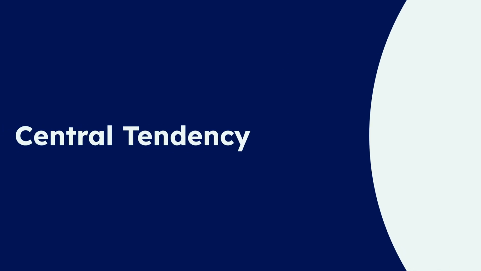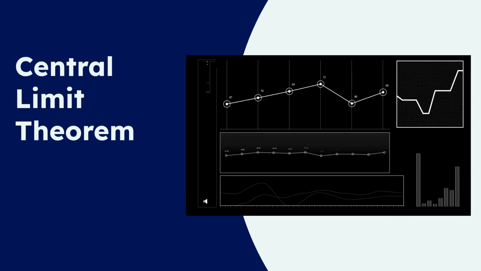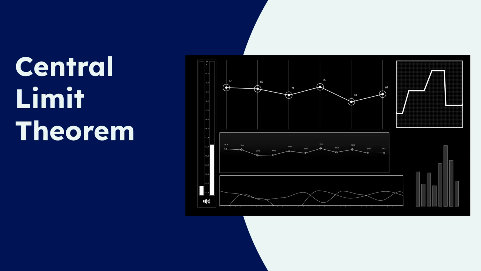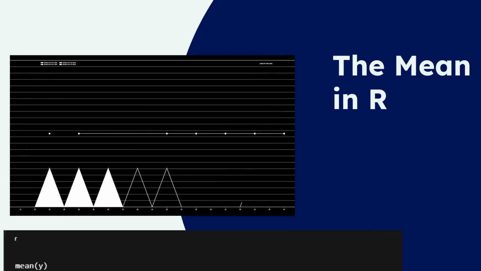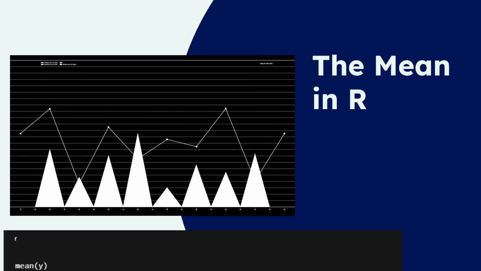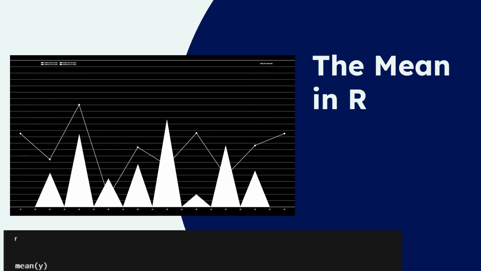Let's move on to central tendency, which describes the center point of your data distribution. The central limit theorem suggests that when you repeatedly sample data, the values tend to cluster around the mean. The mean is the arithmetic average of your data. In R, calculate it using the mean function.